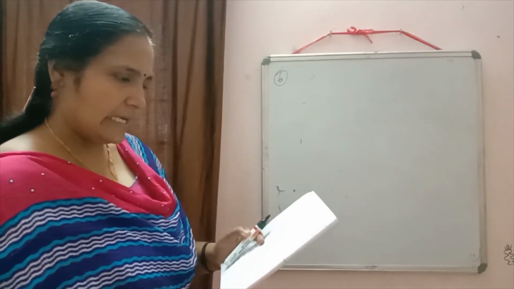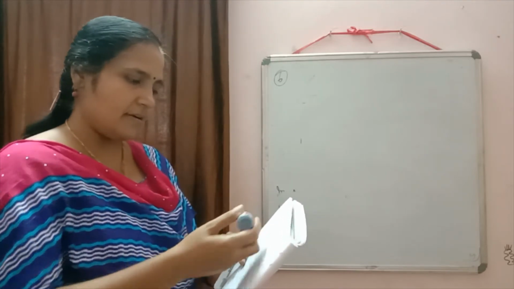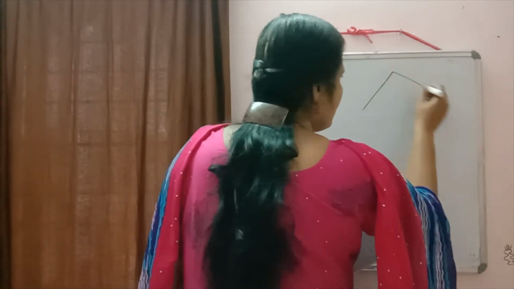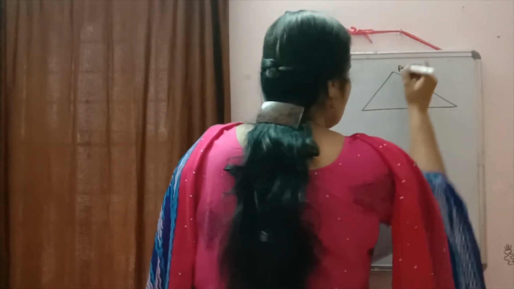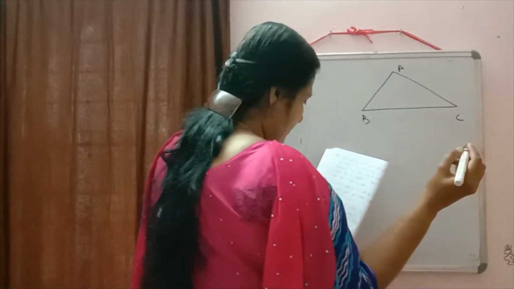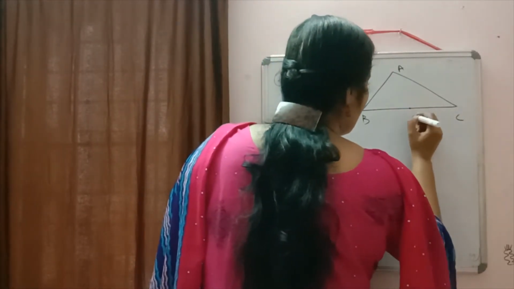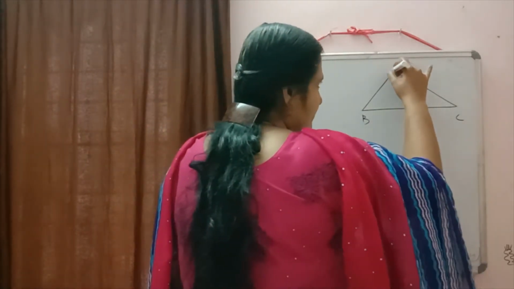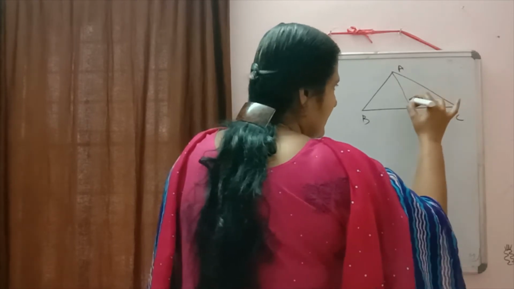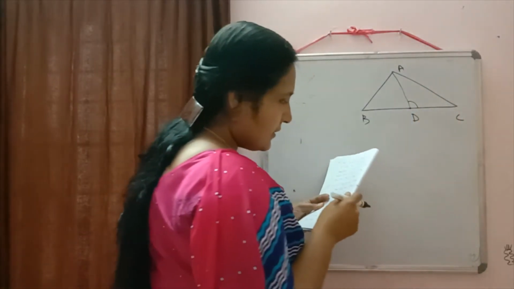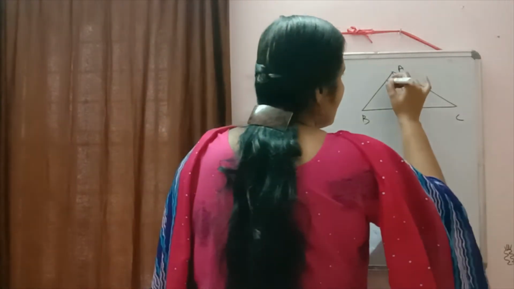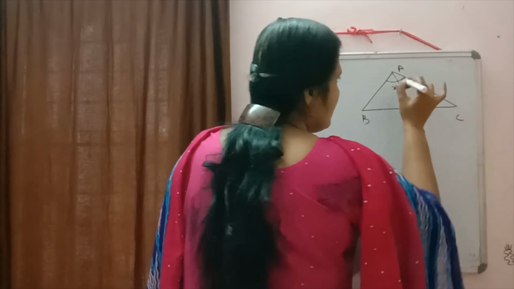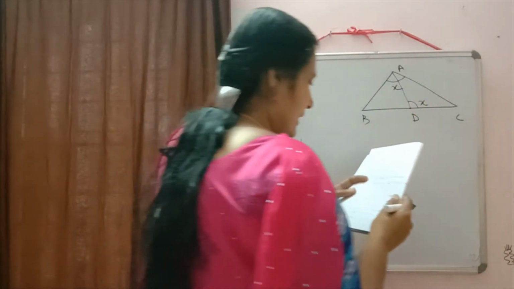It is given D is a point on side BC of a triangle ABC. So first we can draw triangle ABC. Triangle ABC, and D is a point on side BC. So somewhere we can take a point D, and we have to join A and D, such that angle ADC, this one, is equal to angle BAC. Can we write both angles equal to X there? So this is given, and then we have to prove.